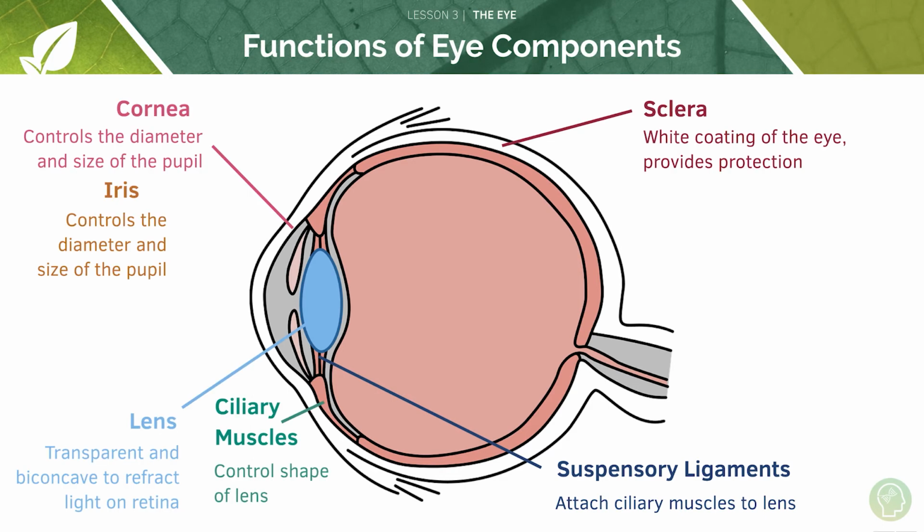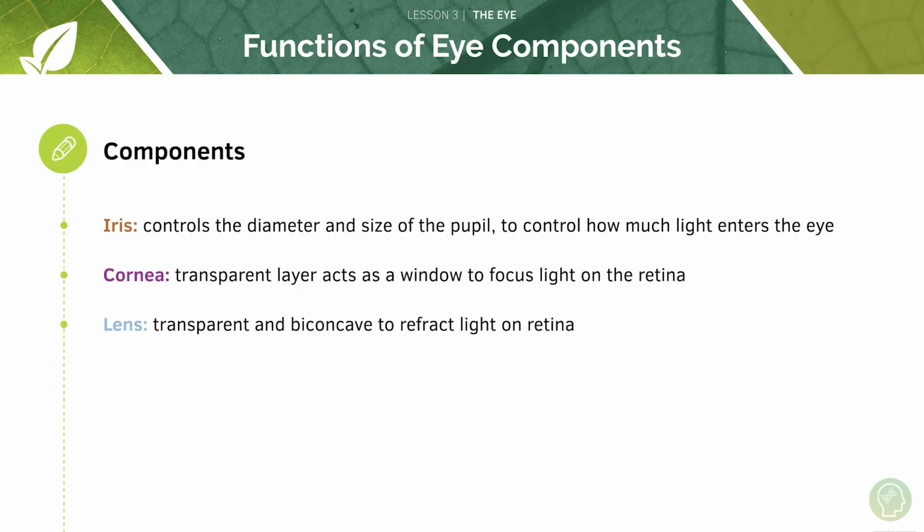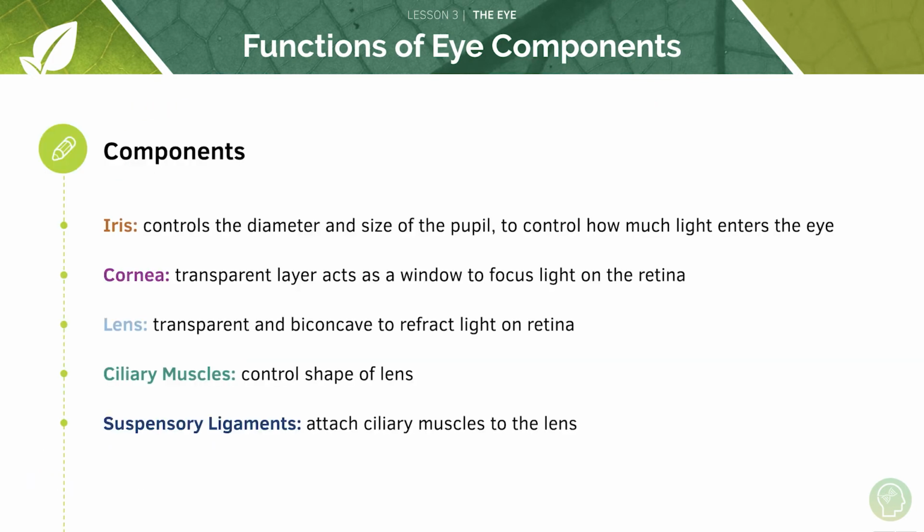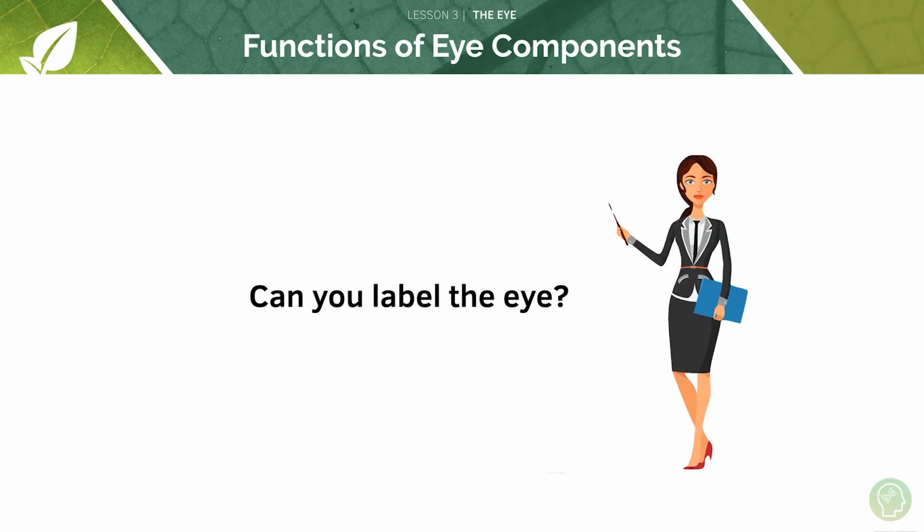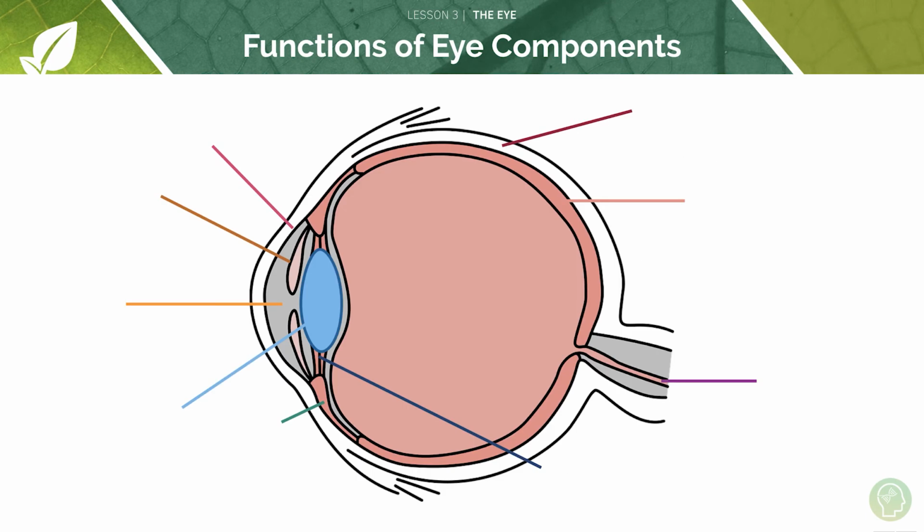So there we are, that's another summary there. And I think it would be really useful if you drew a diagram of the eye yourself and labelled all of these various structures and their respective functions onto there, as that's just a simple case of learning and really easy marks in the exam. So let's just do a little test here. So why don't you pause the video at this point and try and label the eye.